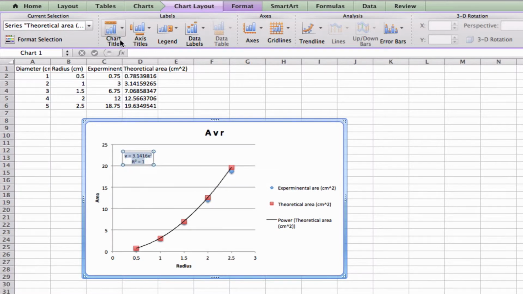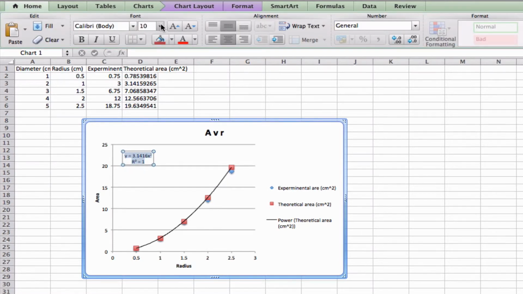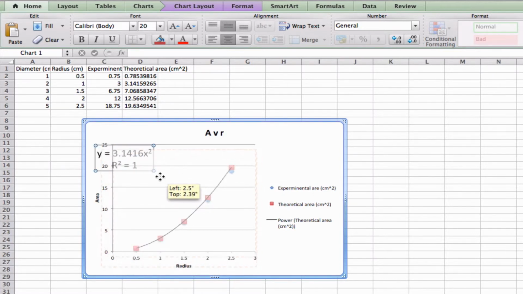Let me just make this a little bigger for you. This is saying that the y-axis variable, which is area, equals 3.1416, a constant, and that constant's pi, times the x-axis variable squared. This is saying area equals pi r squared. And area equals pi r squared. So this is, again, not so surprising for us.